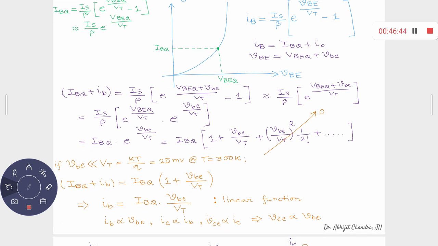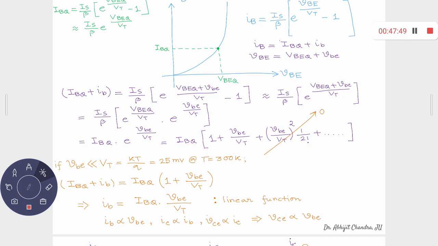Now, if they are neglected, then what can I write? Then IBQ plus IB is going to be IBQ into 1 plus VB by VT. Only the linear term is preserved. Then what is the condition? The condition is that these x square, x cube, x to the power 4 higher order terms can be neglected if and only if the mod of x is much, much less than 1. So what is x here? VB by VT. What is VT? VT is nothing but the thermal voltage, KT upon Q, and at room temperature, 300 Kelvin, this is close to 25 millivolts, 25.5 millivolts. Now, if the change in the base drive is small with respect to the DC VBQ, then this condition holds good.